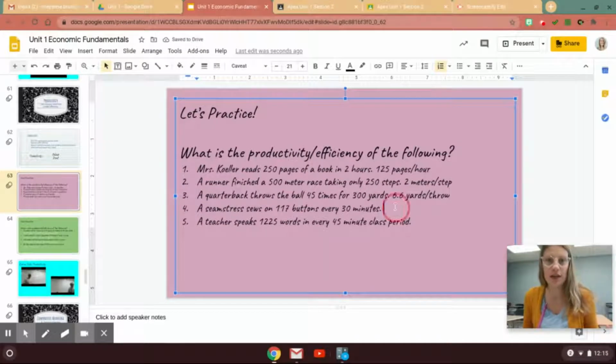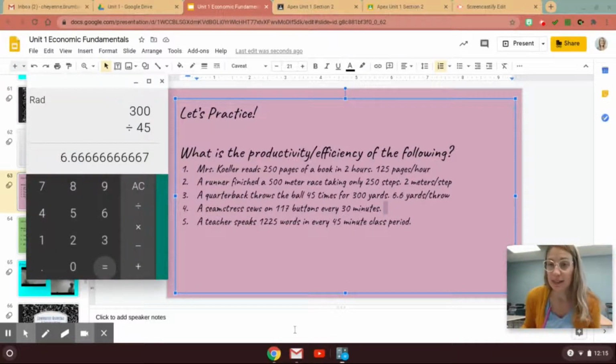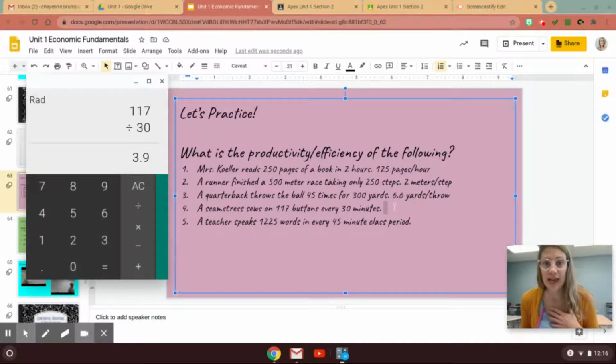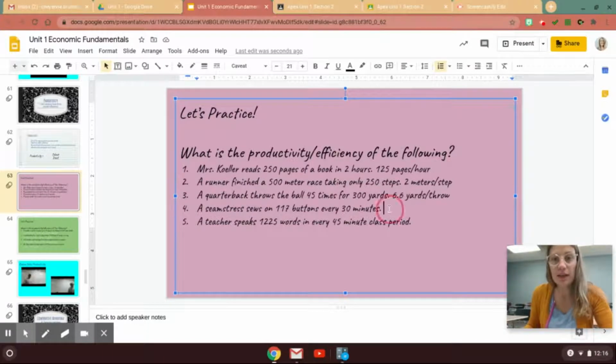Number 4. A seamstress sews on 117 buttons every 30 minutes. That's a lot of buttons. So her output is 117 buttons, and her input, or her effort, is 30 minutes. So our equation would be 117, and our input would be 30. So she is able to sew on 3.9 buttons per minute.